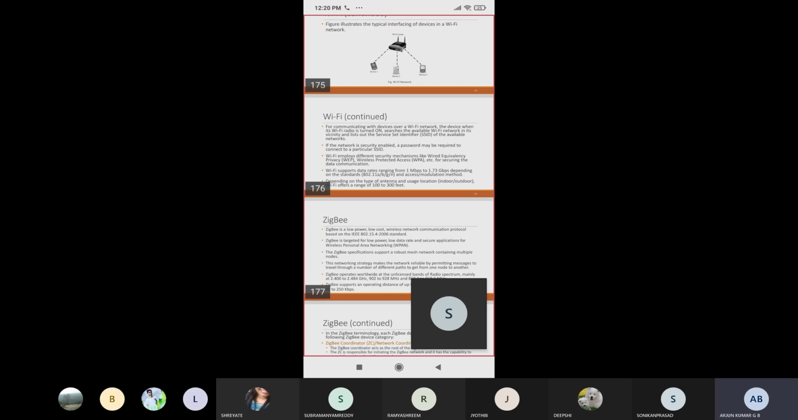Okay, and then there are the ranges. Wi-Fi supports data rates ranging from 1 megabit to 1.73 gigabits depending upon the standards. Nowadays we can observe different types of networking systems giving data rate transmissions. It may be 10 Mbps, 20, or 100 Mbps. The Wi-Fi data rates range from 1 megabit to 1.73 gigabits depending upon the standards, and depending upon the type of antenna, used indoor or outdoor, the Wi-Fi range will be 100 to 300 feet.